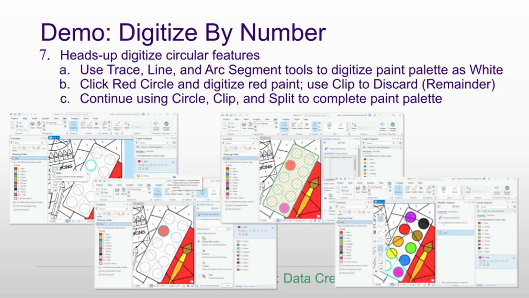All right, now we're going to heads up digitize the paint palette. And in step 7, we'll start by heads up digitizing circular features. So we've used trace, line, and arc segment tools, and we'll use that to digitize the paint palette as a white feature. But then we'll first click the red circle and digitize the red paint, and then use clip to discard the remainder so that the red and white don't overlap on top of each other. And then we'll continue using the circle, clip, and split tools to complete the entire paint palette.